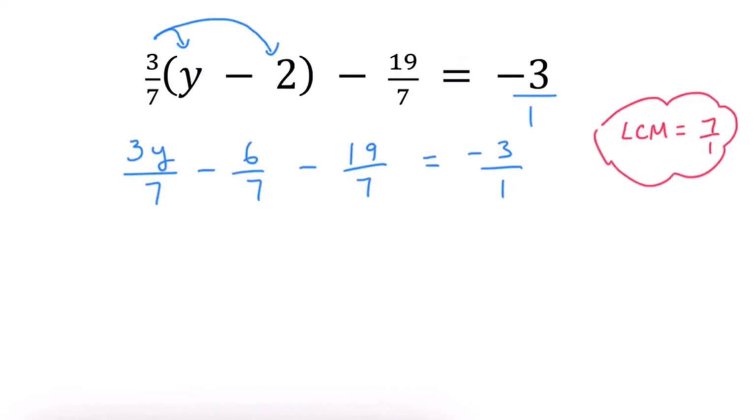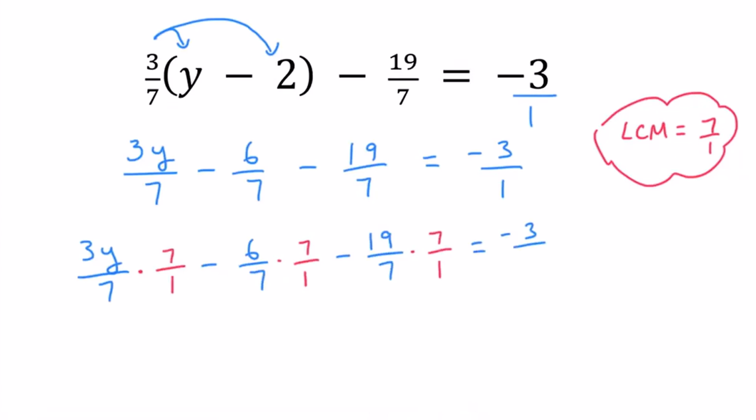So we have 3y/7 times 7/1, minus 6/7 times 7/1, minus 19/7 times 7/1, is equal to -3/1 times 7/1.